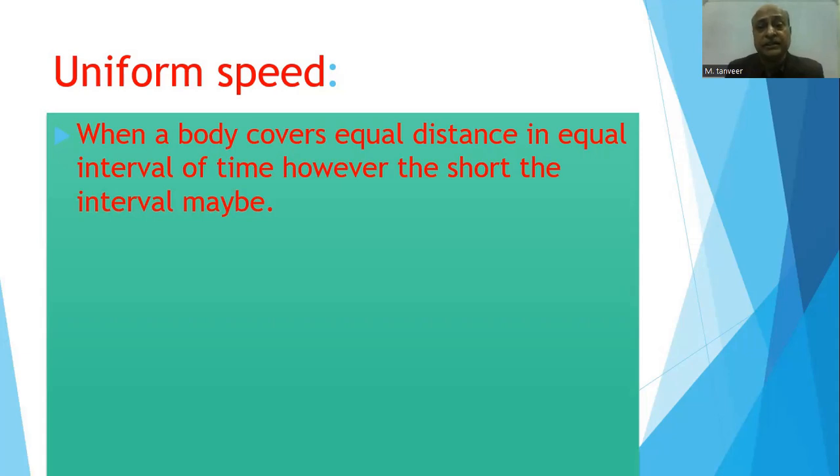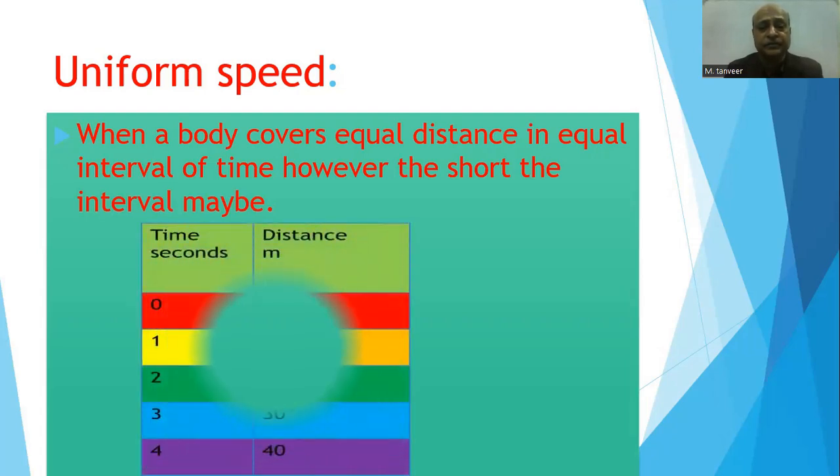When a body covers equal distance in equal time intervals, maybe you can take 1 second, 2 seconds, or 1 minute. It depends upon you. It is called uniform speed when there is no change in your speed. For example, we will take the time in seconds: 0, 1 second, 2 seconds, 3 seconds, 4 seconds. In each second, when you measure the distance, that distance is 10 meters. In 2 seconds, it is covering 20. In 3 seconds, it is covering 30 meters. In 4 seconds, it is covering 40 meters.